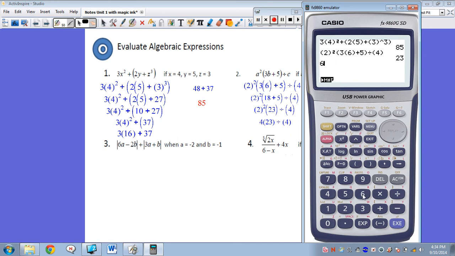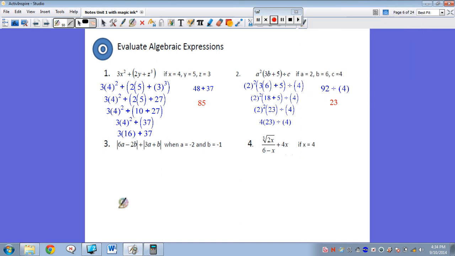So I'm going to hit 6 parenthesis negative 2, because remember, any number you plug in you need to put parentheses around it, minus 2 parenthesis negative 1. Okay, and if you hit enter, you get negative 10. Okay, that's what I got down here. So that number inside of the absolute value is negative 10.